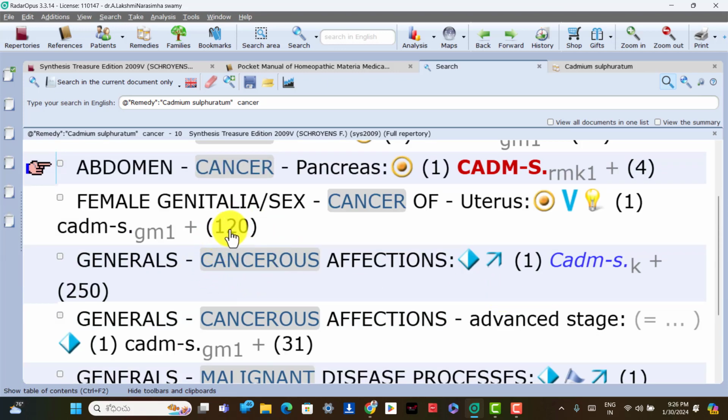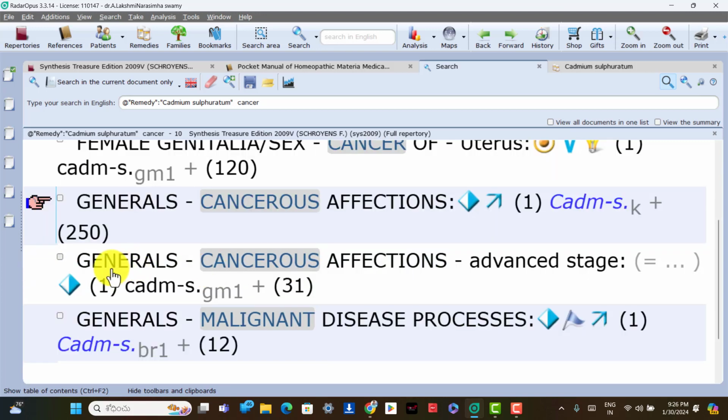120 remedies are present for general cancerous affections. Cadmium sulph in cancerous affection is associated with 250 remedies. General cancerous affections in advanced stage is useful in advanced stage of cancerous conditions. Cadmium sulph and the 31 remedies.